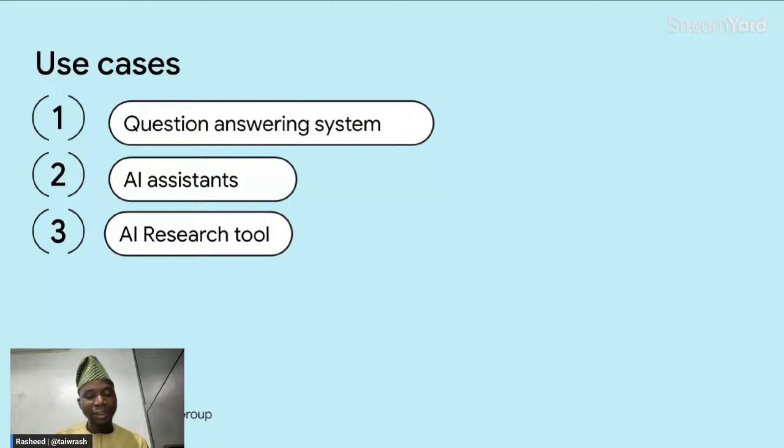The second use case is an AI assistant. If you want to create an assistant system, something that is specific and peculiar to you, RAG is the best thing to do.